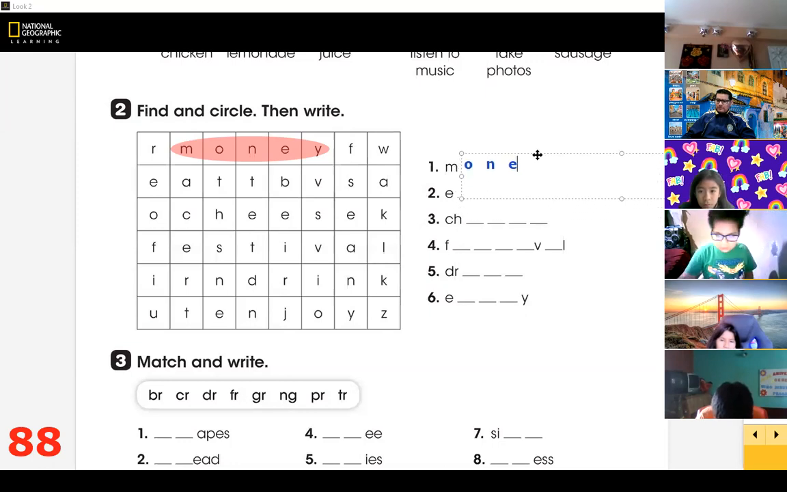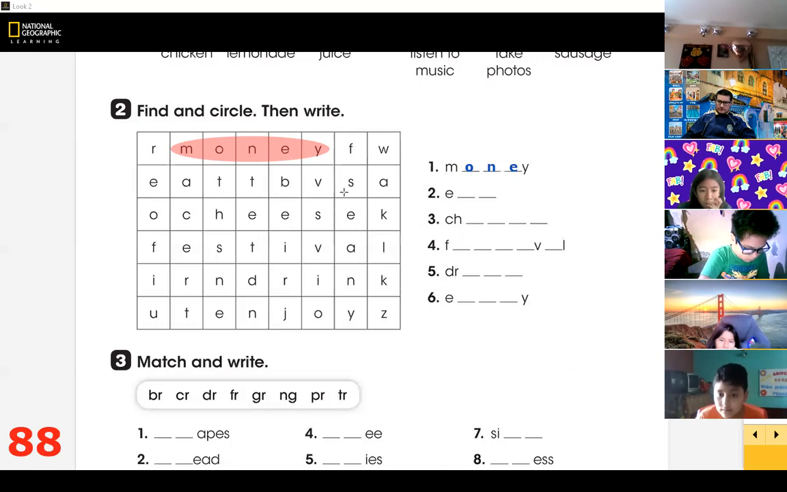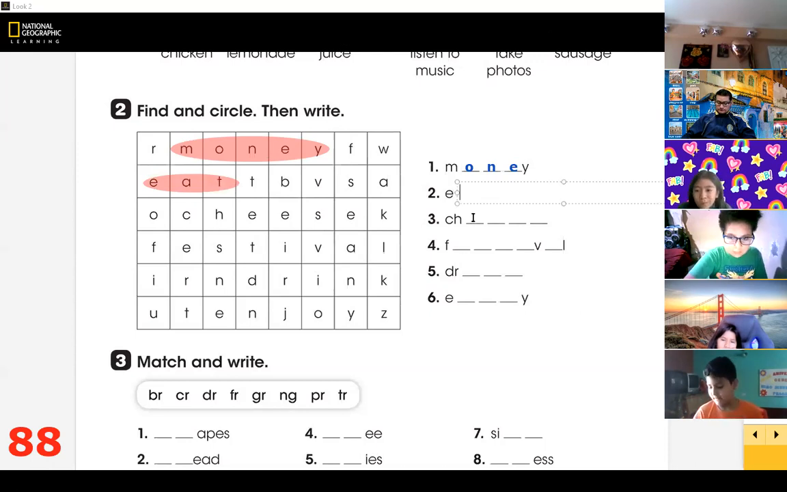Okay, but be careful with the pronunciation. Cuidado con la pronunciación. You say eight, really? Seguro? Eight. That's right. That's the pronunciation, yeah? The pronunciation is eight. Yeah?